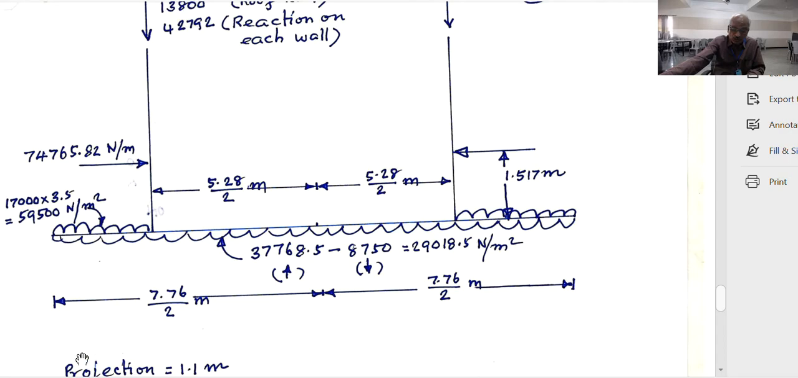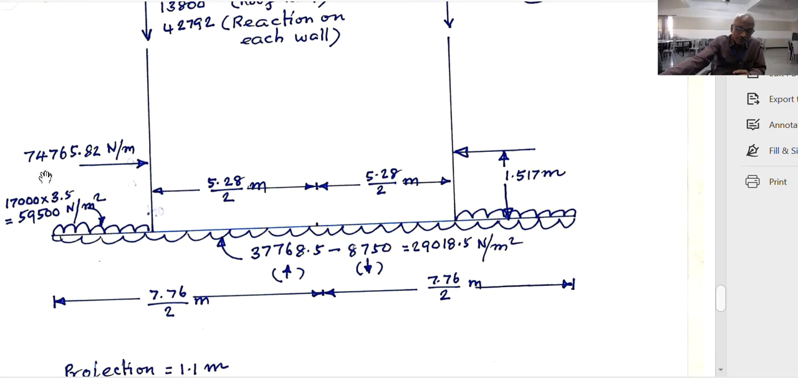Because once we understand these forces, the calculation of bending moment will be easier. If you simply see the numbers, you will not understand. So this is 29.08.5. Right. So this is the soil pressure, the downward pressure, that is the soil resting on the projection. So vertical pressure is equal to gamma into h, 17,003.5. Only lateral pressure is Ka into gamma h. So vertical pressure is 59,500 Newton per square meter, downward pressure on the projections. So this is one pressure.